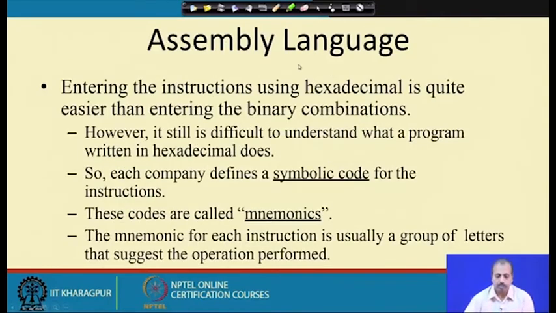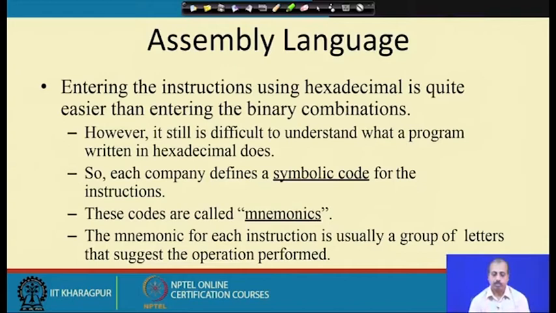So, instead of hexadecimal numbers, we can have some symbolic code for the instruction, and these codes are called mnemonics. For example, in INR A, the INR part is known as the mnemonic, and A is the operand on which that mnemonic works. As a designer of the processor, we can think about different mnemonics that are possible, that we are going to use, and using those mnemonics.